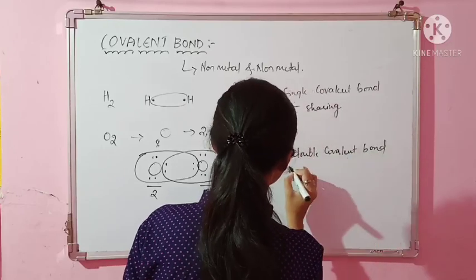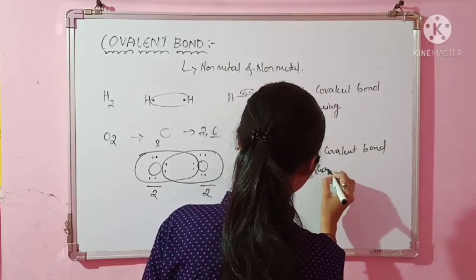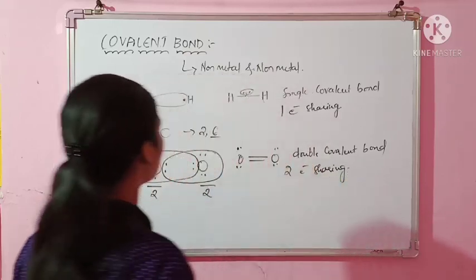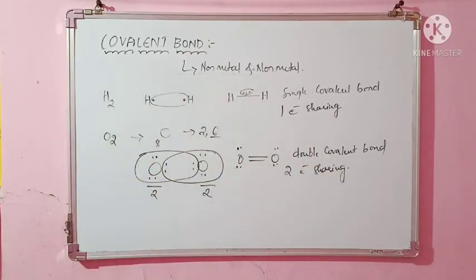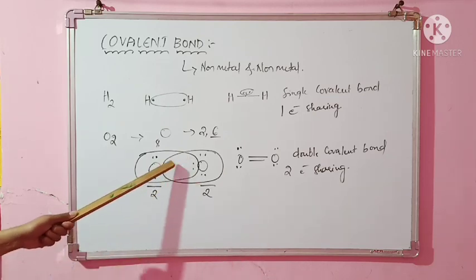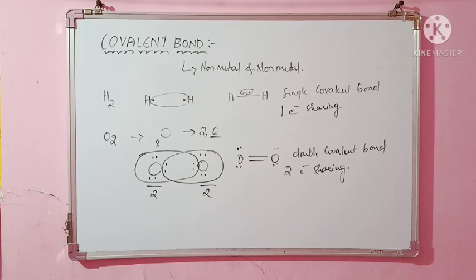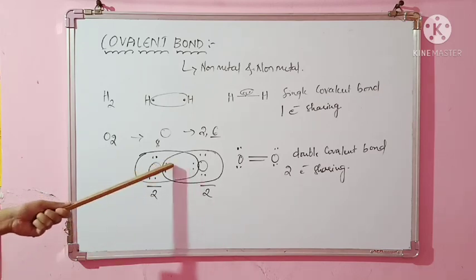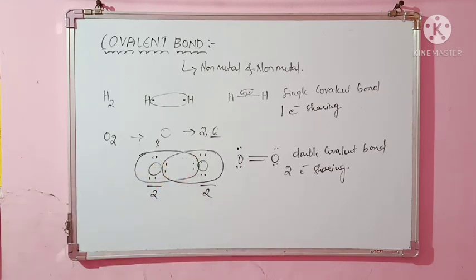Why a double covalent bond? Because there is 2 electron sharing from each atom, isn't it? Hence it is called a double covalent bond. Each shared pair is shown by one single line. Since 2 electron pairs are being shared, it is called a double covalent bond.